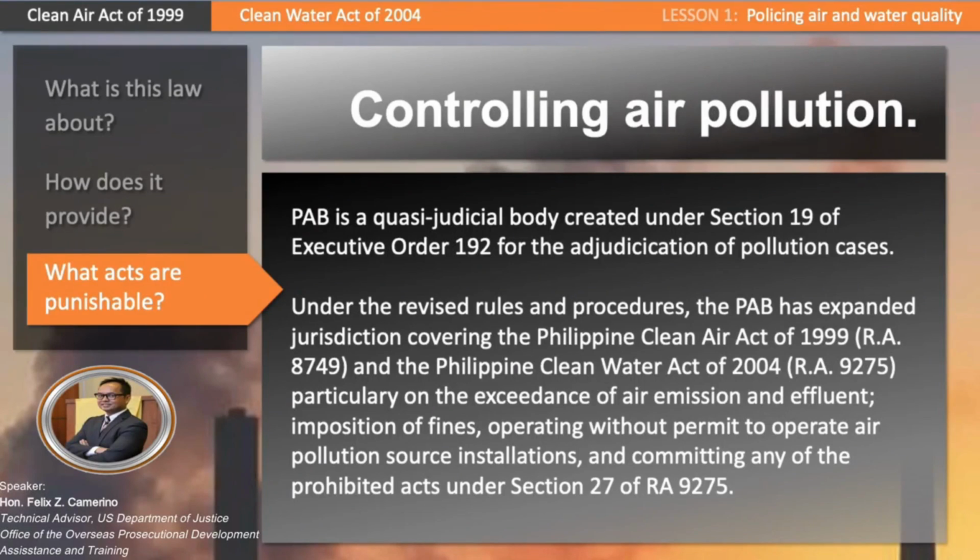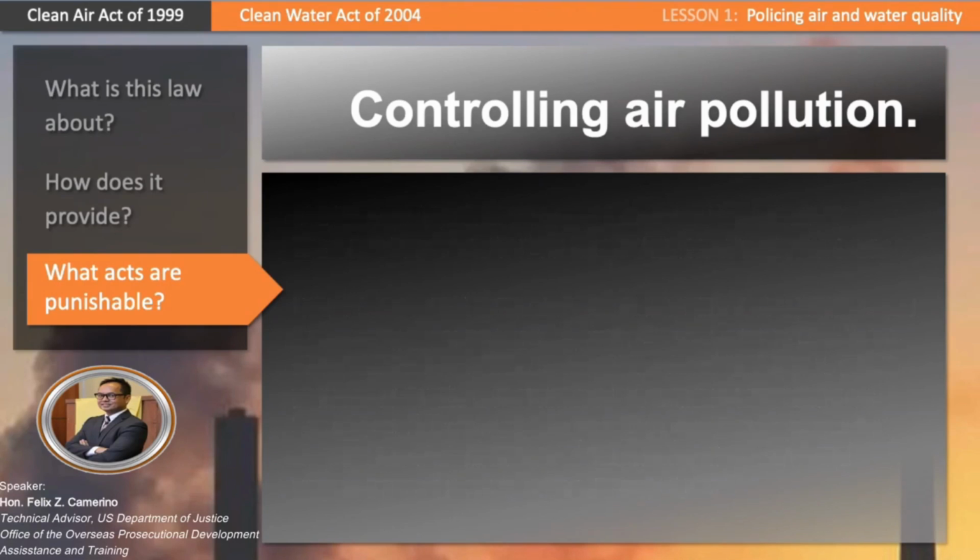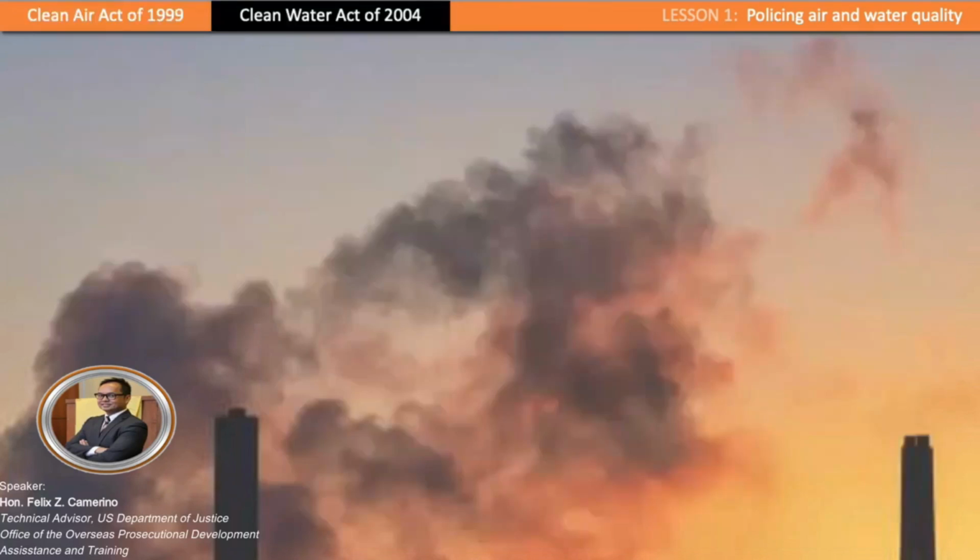Okay, so this is where you would file the cases, and they're the ones that make the determination as to whether there is indeed a violation or not. Okay, a finding of violation or not. So I think that is it. We are done with the Clean Air Act, so we should now move to the Clean Water Act.